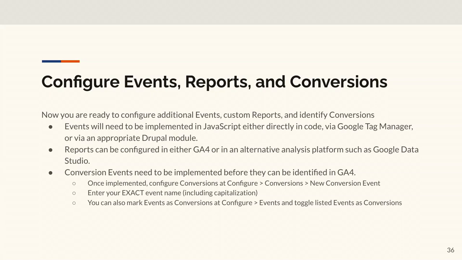And then conversion events need to be implemented before they've been identified in GA4. So it's a matter of like, hey, this event, this is a conversion. There are 2 ways to do that. One is you configure the conversions, type in your conversion event name. It needs to be exact, case sensitive, all that stuff. Or you can go to the events under configure and toggle events to be conversions.